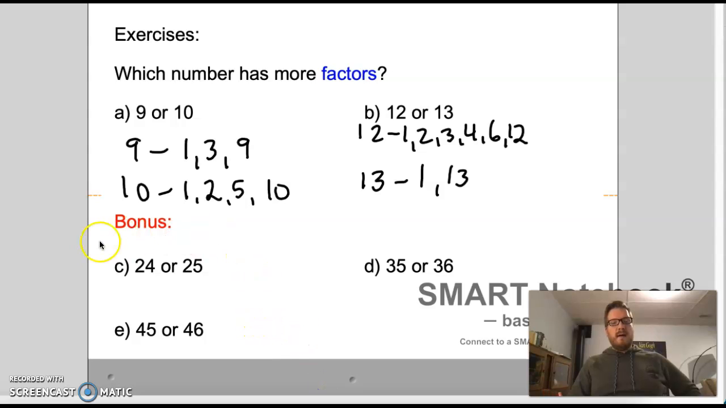If you want to figure these ones out on your own, you can pause the video and work on those yourself. So just give it a pause for a sec, try them out, and then I'll tell you in just a second which one's got more factors.